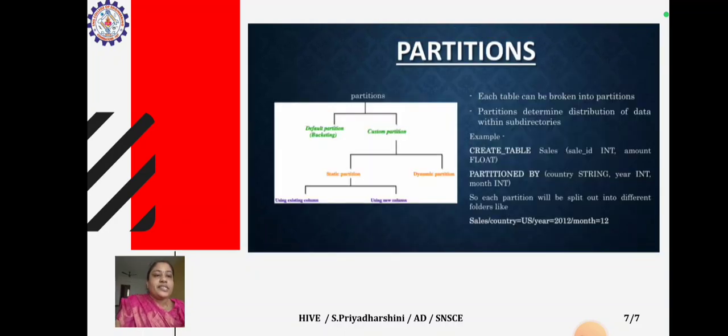Next we will see what are partitions. Each table can be broken into partitions. Partitions determine the distribution of data within subdirectories. For example, create table sales, partitioned by country, year, month, etc. Each partition will be split out into different folders. For example, sales/country=US/year=2012/month=12.